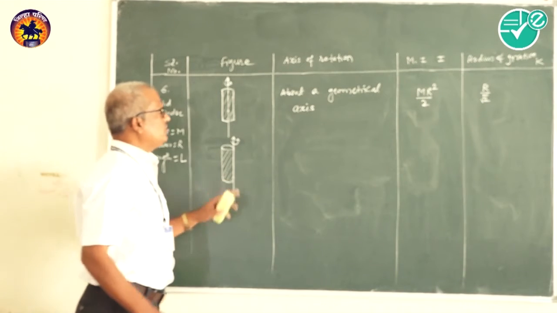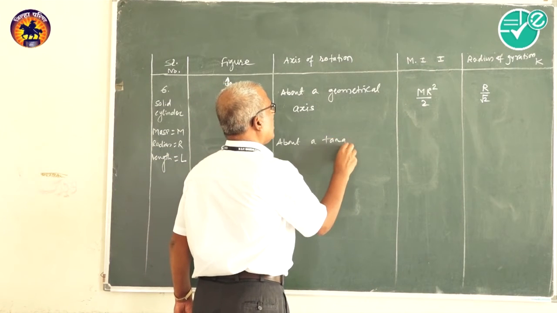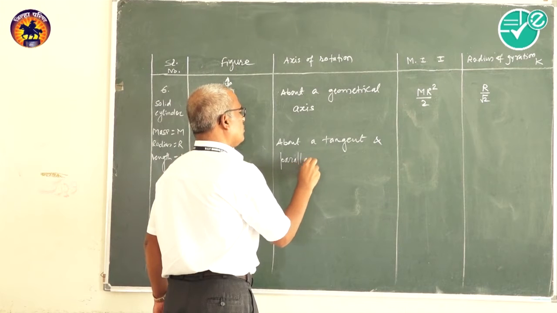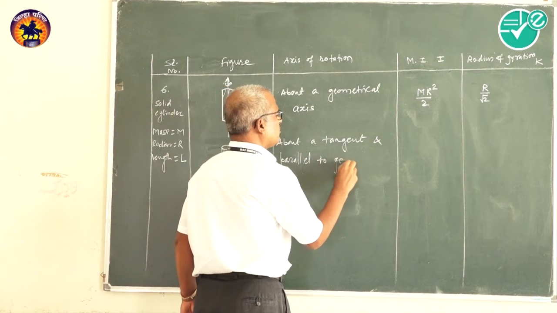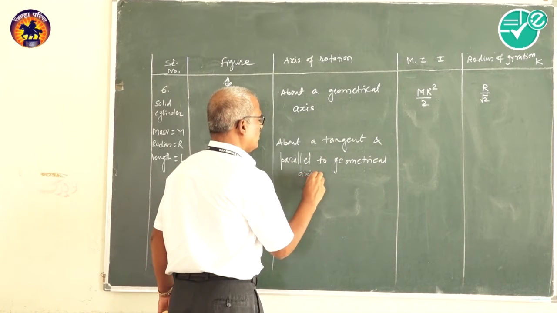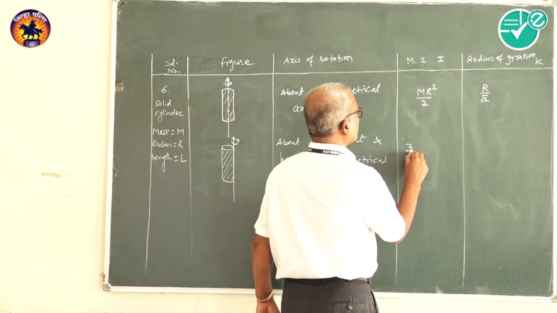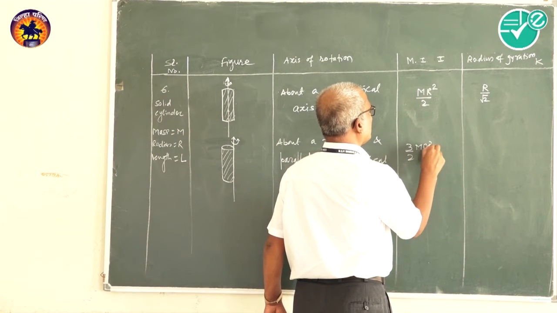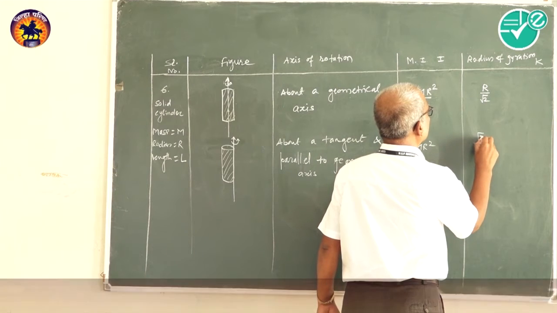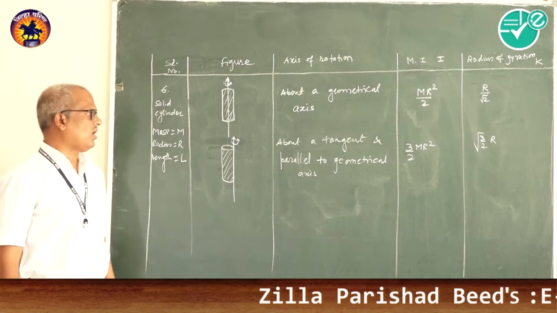Now this is the moment of inertia about a tangent and parallel to geometrical axis. So the moment of inertia is 3 by 2 MR square, and definitely the radius of gyration is root of 3 by 2 R.